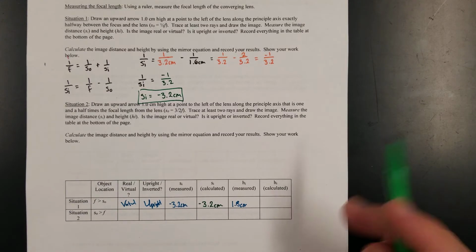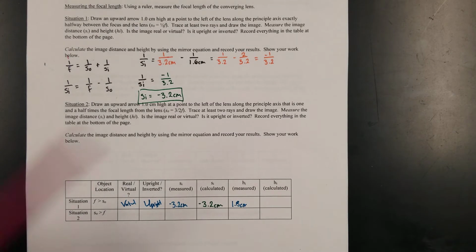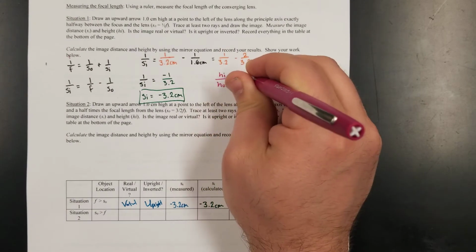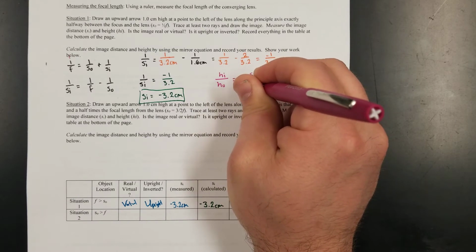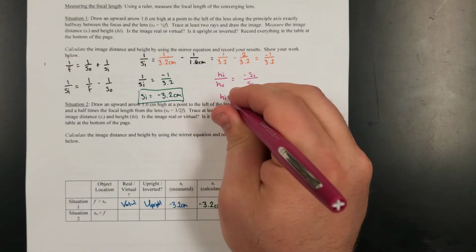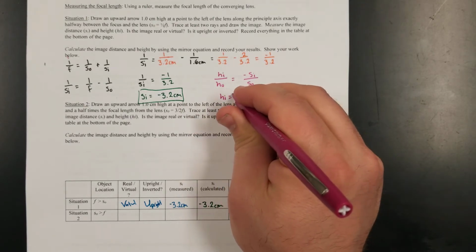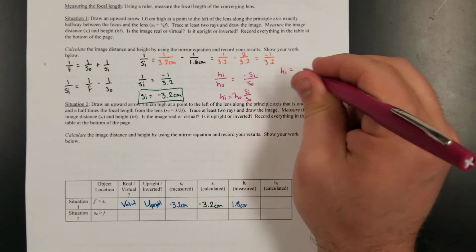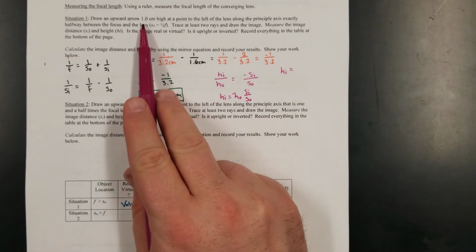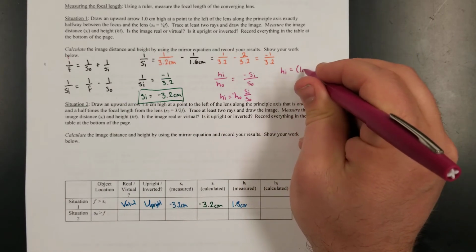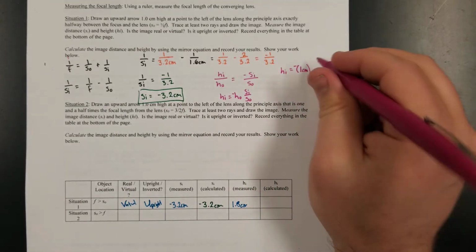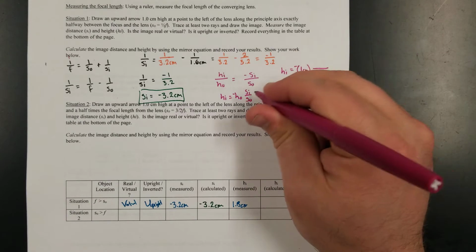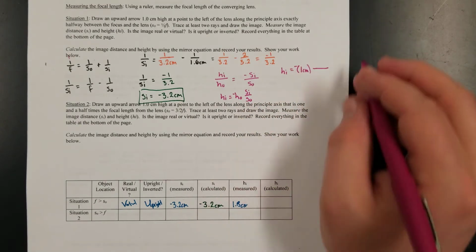Okay, to get the image height, we can again use the relationship HI over HO equals negative SI over SO. Solving for HI, just multiply both sides by HO. So HI would be, our object height was 1, so 1 centimeter. Don't forget about that negative sign. Somewhere, somehow, don't forget about the negative sign that you get in there. So SI was negative 3.2.